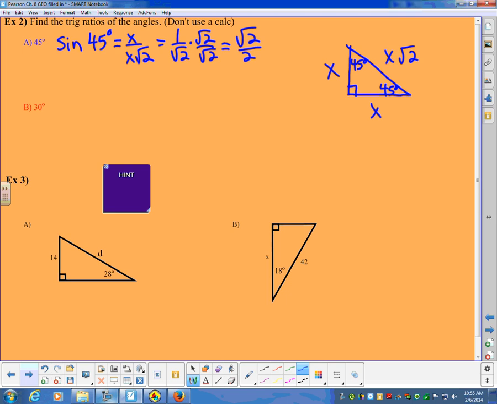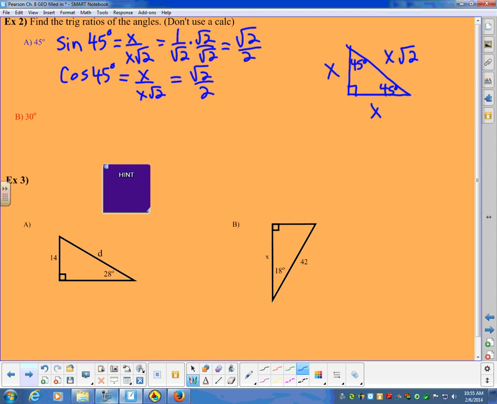What about the cosine of 45? Well, the cosine of 45, pick either one. If I'm right here, it's adjacent over hypotenuse, right? So x over x root 2. Well, what's that going to simplify to? Same thing again, right? Same process, same value, root 2 over 2.